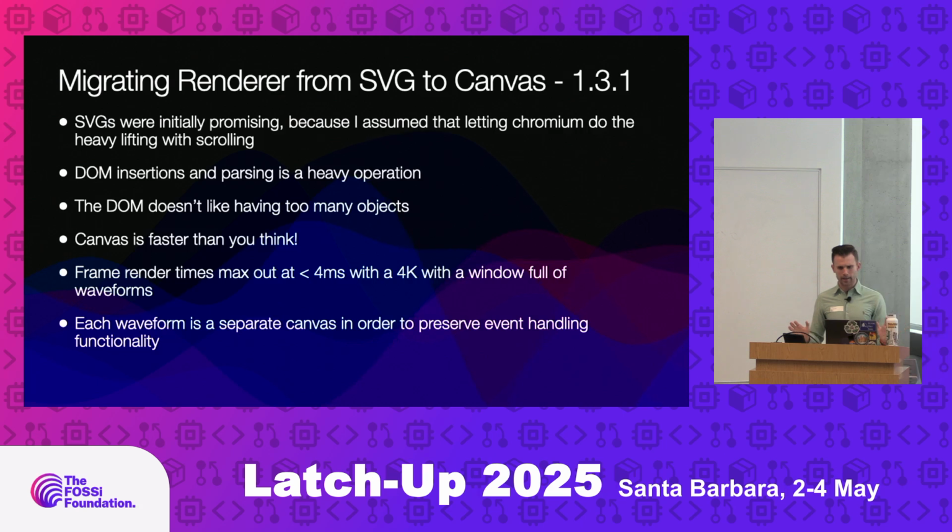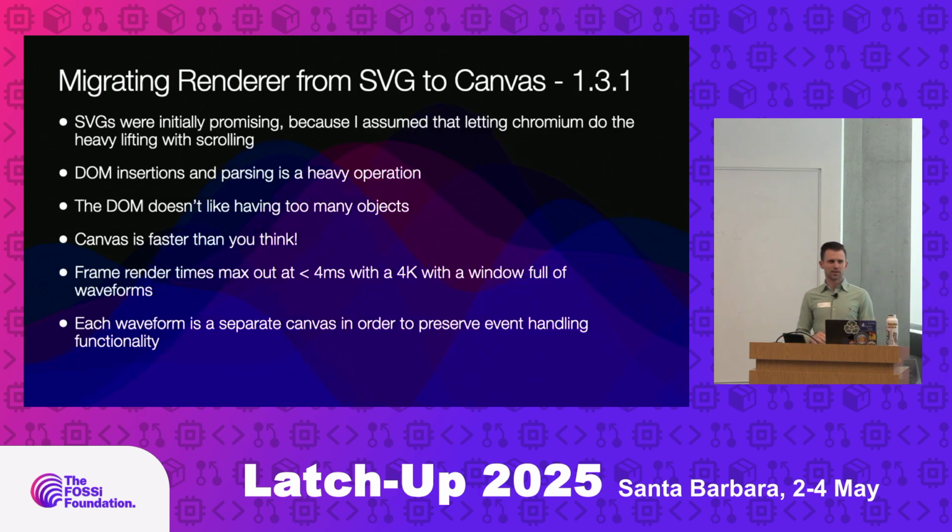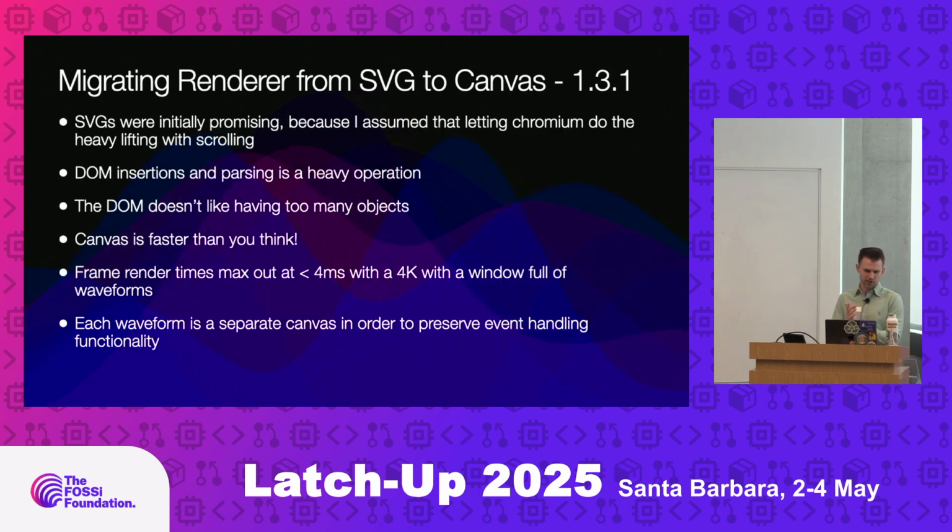And then just recently, a couple months ago, I migrated the renderer from SVG rendering to Canvas. Originally, all the waveforms I would draw as SVGs, and then I would draw chunks that you'd swap in and out. And I thought, okay, cool, that's going to work really well, because that way I can let the Chromium renderer do all the heavy lifting when I scroll, and that should make it a nice smooth experience. But that was just, again, a bad decision on my part. Turns out DOM insertions and parsing are pretty heavy operations. So I switched over to Canvas.